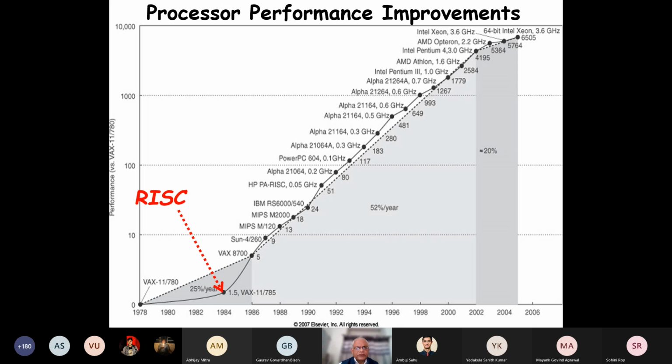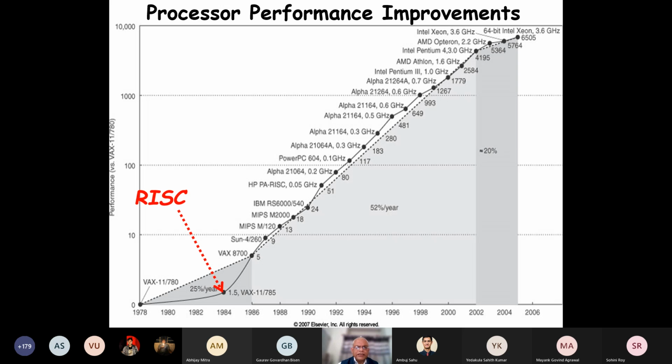And that was the year when the VAX 11/785 was introduced, and that had poor performance. And suddenly the performance improved 52% per year. So that means twice per year. Per 2 years it doubles. That's how the performance has also been increasing. And of course, of late, the performance improvement has slightly slowed down.